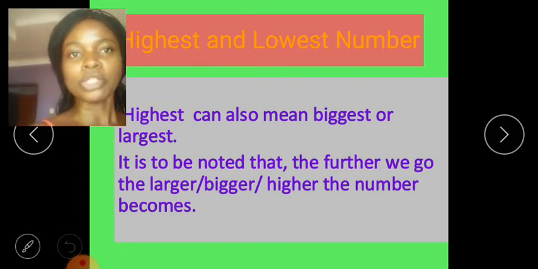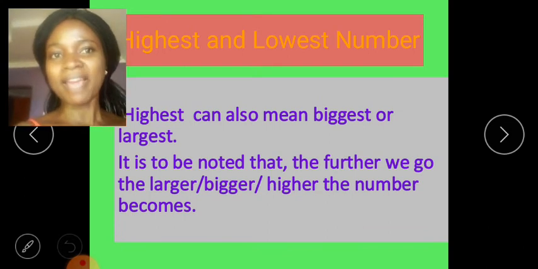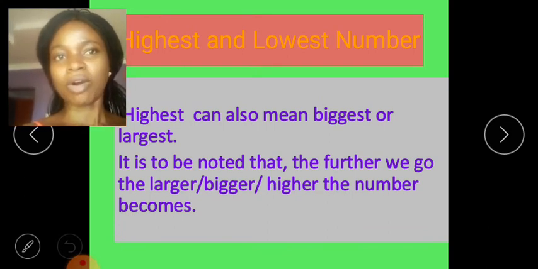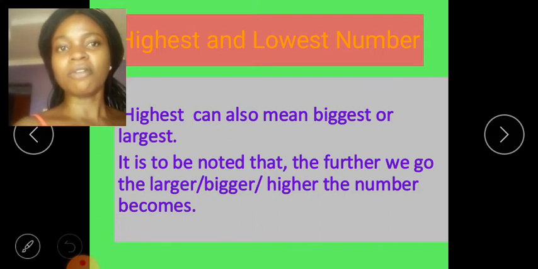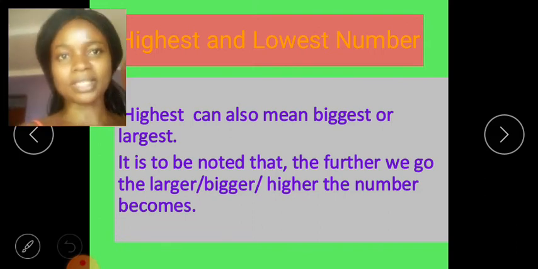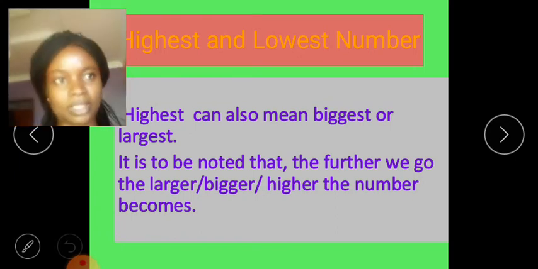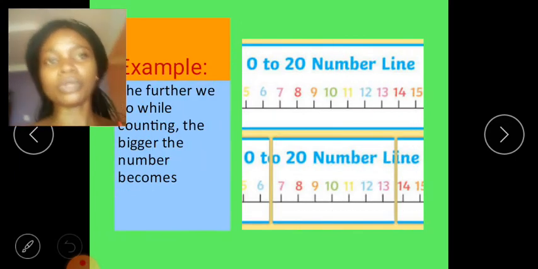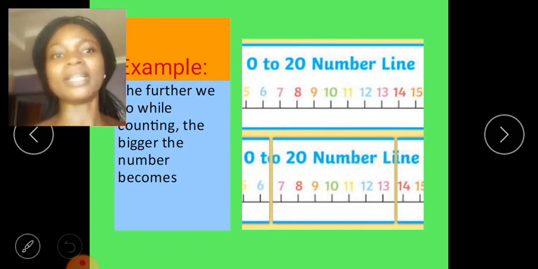For example, 2 is bigger than 1 because I move from 1 to 2. Then if I say 5, 5 is the biggest when I count 1 to 5. 1 is lower than 5, 2 is smaller, 3 is small, 4 is small, then 5 is the biggest, and so on and so forth. The more we count, the bigger our number becomes. Now we're going to look at this example. The further we go while counting, the bigger the number becomes.